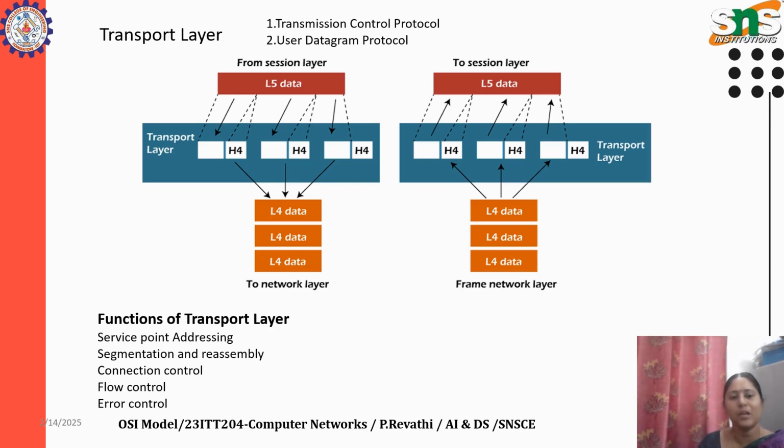The transport layer adds the header that contains the address known as service point address or port address. The responsibility of the network layer is to transmit the data from one computer to another computer. And the responsibility of the transport layer is to transmit the message to the correct process.